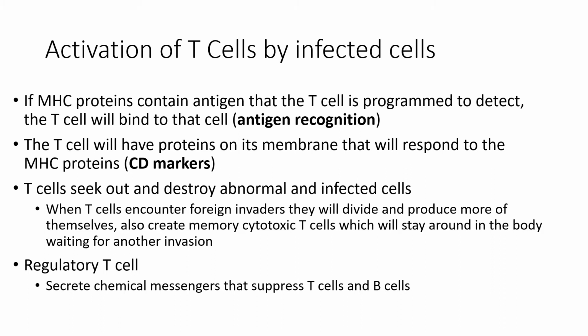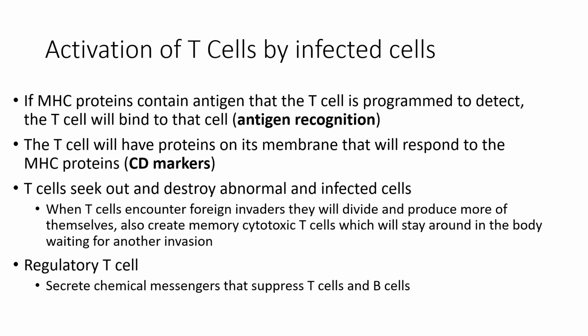The T cell will have proteins on its membrane that will respond to the MHC proteins. So it is responding to the information that the APC cell has now given it, and it is going to use CD markers, which are called cluster differentiation markers, but it's okay, you can just know it as CD. The T cells will then seek out and destroy abnormal and infected cells that match essentially the description that it was given by the APC cell.